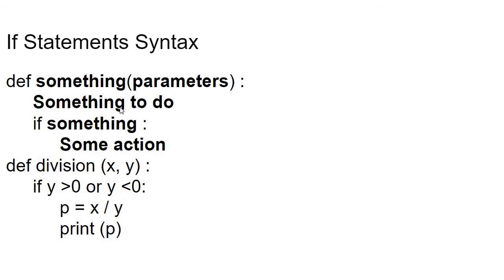So this is the syntax for an if statement. Define something like the name, and then you can put the parameters, and that's basically the function syntax. Inside the function, you can write other commands too, you don't have to. So main if command syntax: if, then a statement, like y is more than 0, y is less than 0. Then it's gonna be some action, which are the commands. In this case, you can see it's p equals x over y, and then print p.